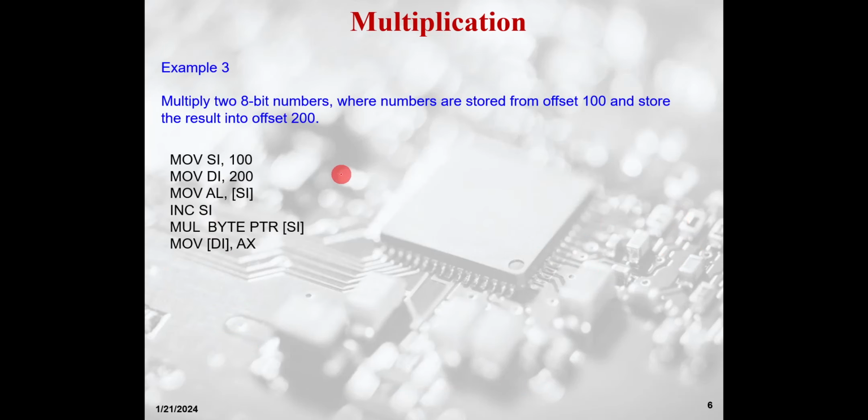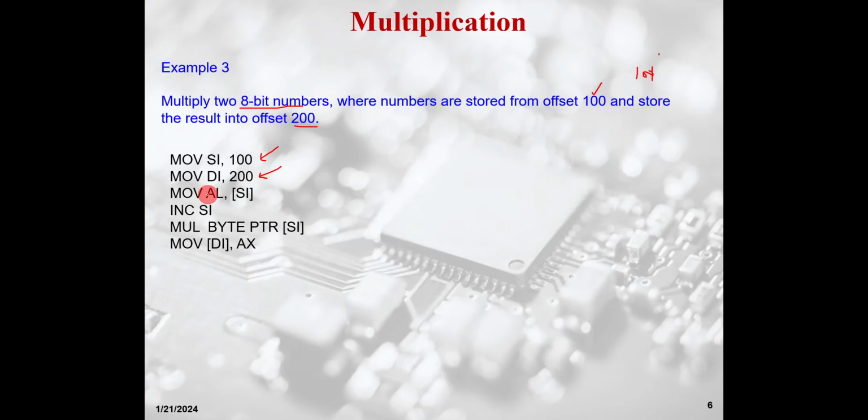Now suppose let's take one more example. Here we have to multiply two 8-bit numbers, which are stored at offset 100, starting from 100. So obviously the next byte will be at 101, and we store the result into 200. So first I take this 100 into the SI register, and this is the destination register. So I take 200 into DI, and I move the contents available at 100 to the AL register.